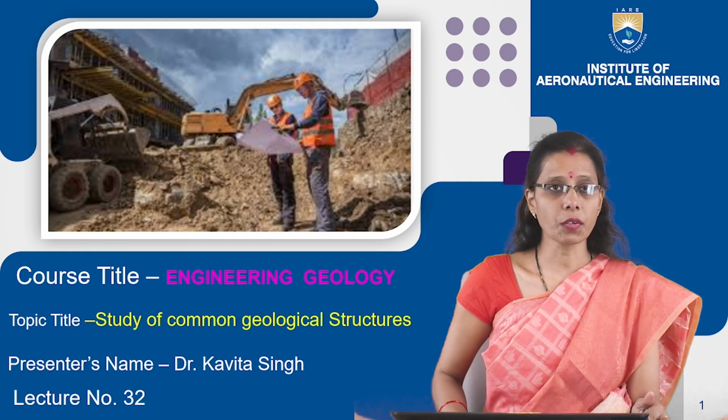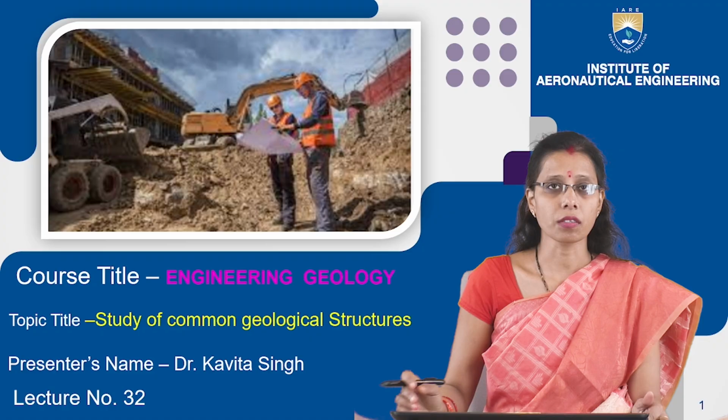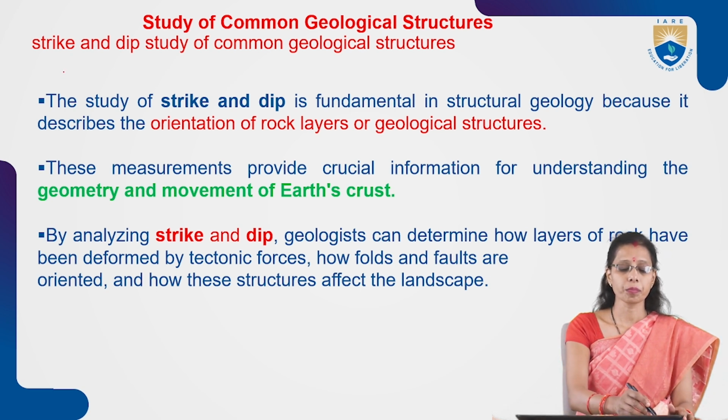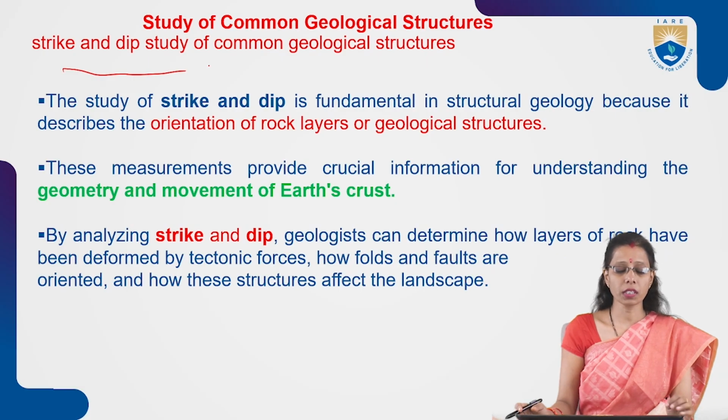So let us understand today the study of common geological structures. What are the common geological structures? Basically, when formation takes place, what kind of structures are formed on the Earth's surface? There is strike and dip. There are two types of geological structure, strike and dip, which are very commonly seen in the beds of rocks, commonly in sedimentary rocks, and in any kind of rocks we can see strike and dip.